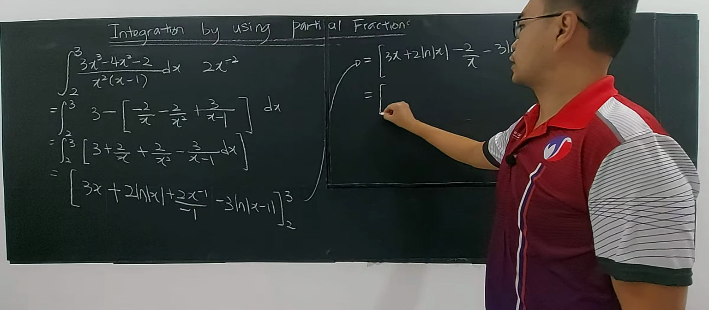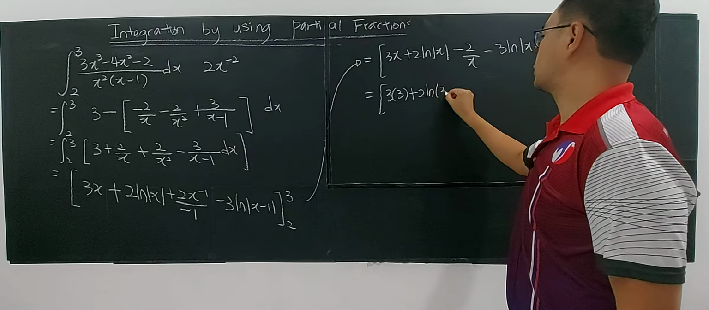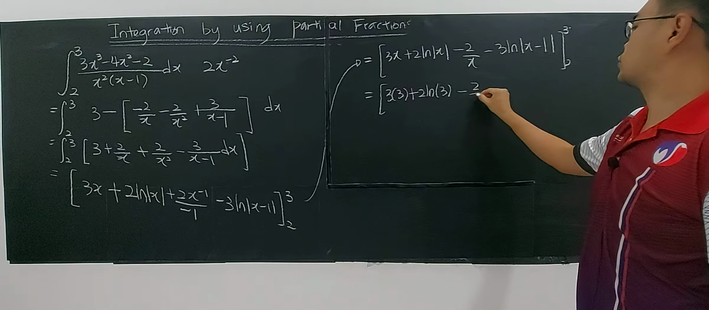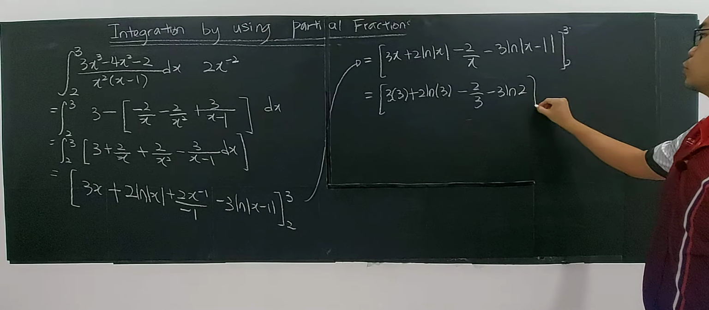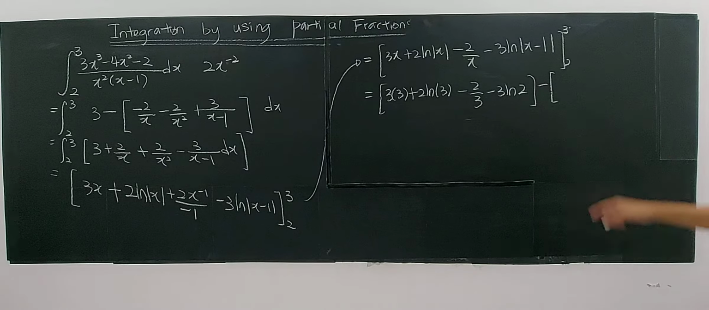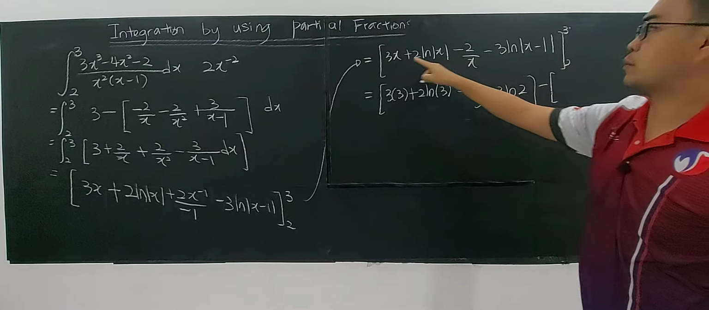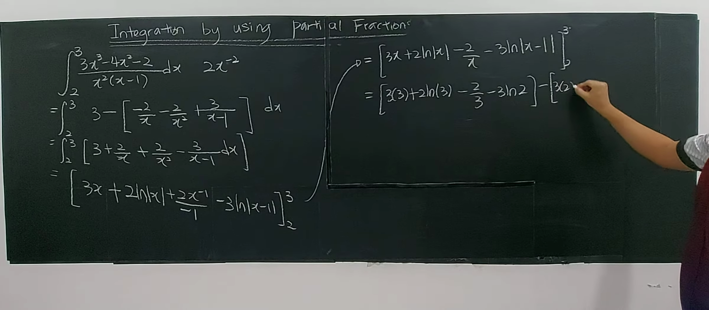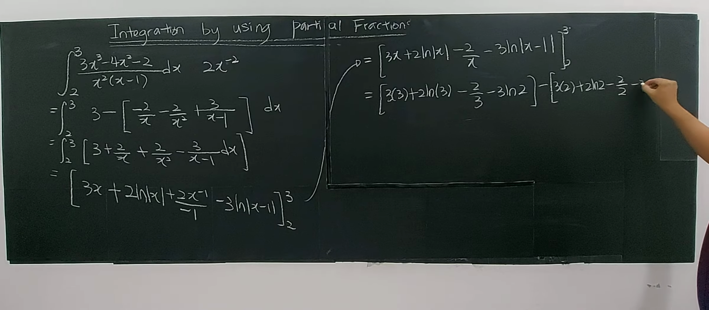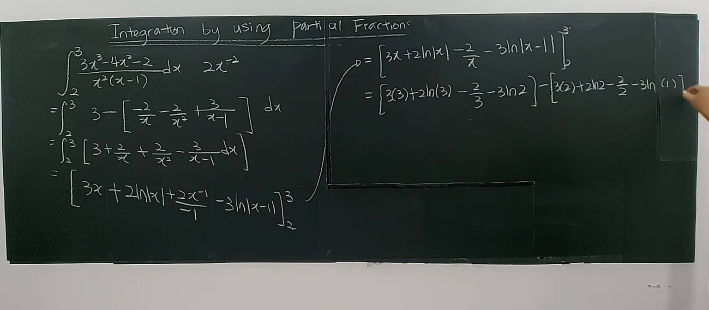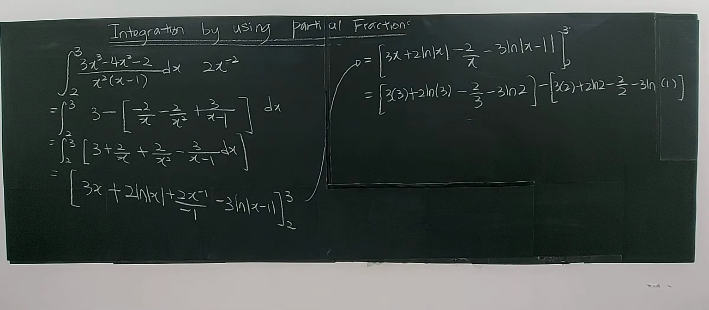So it means that 3 times 3 plus 2 ln 3 minus 2 over 3 minus 3 ln 2, right? 3 minus 1, you have 3 ln 2. Minus, then you substitute 2: you have 3 times 2 plus 2 ln 2 minus 2 over 2 minus 3 ln 1, right? So you have 3 ln 1. So then you can evaluate.